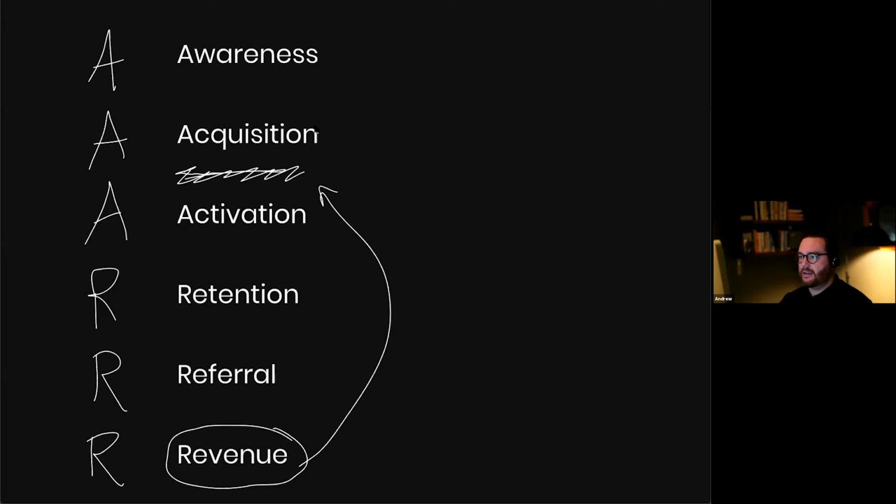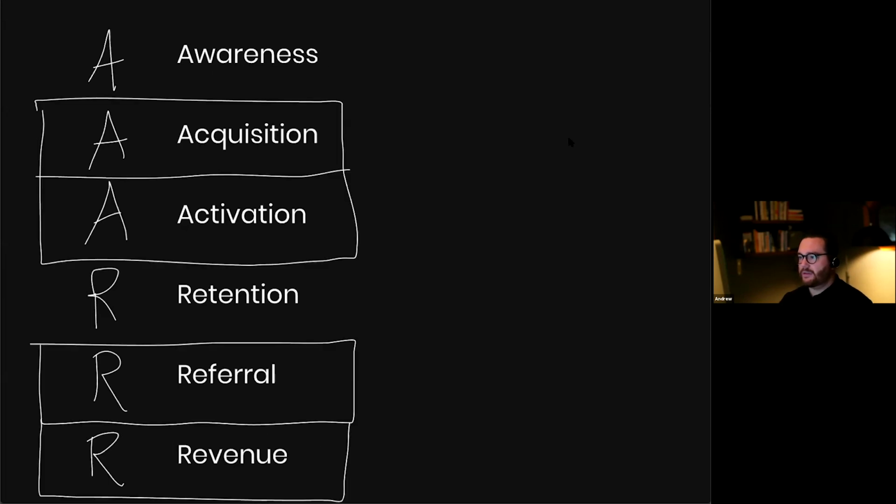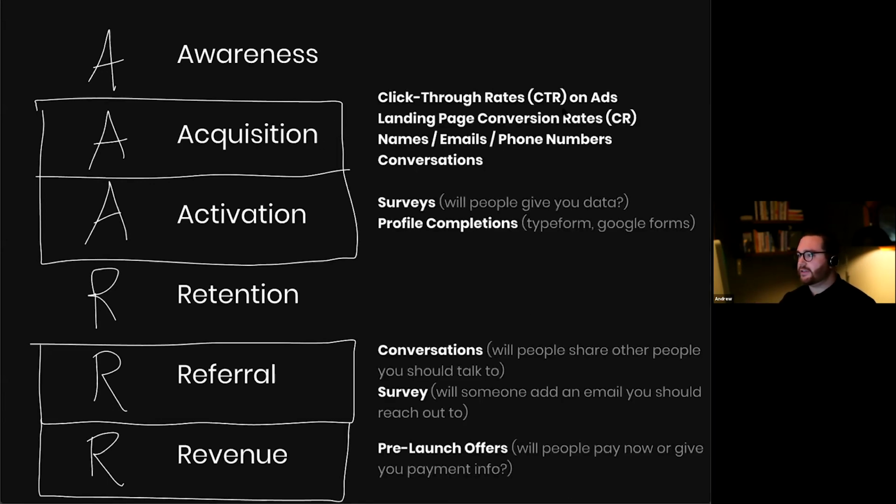A lot of times when you're testing and using prototypes, you can test acquisition. That often looks like click-through rates on ads if you're doing any paid promotion, and landing page conversion rates. If you're using tools like Webflow or Squarespace, really any tool that gives you a template, since it's about your messaging and value proposition. And then, can you acquire names, emails and phone numbers?